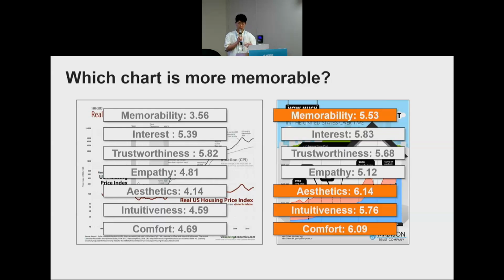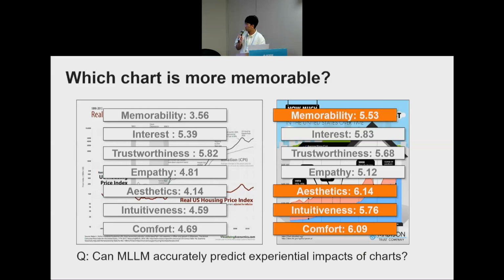As you can see, the factors here are commonly considered while designing data visualization, and it would be helpful for designers to predict such impact on the ordinary audience. So our research question was: can multimodal LLMs accurately predict experiential impacts of charts?